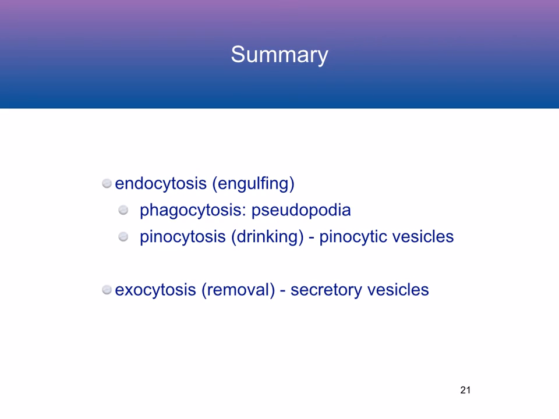Okay, in summary, we've looked at the three mechanisms of bulk transport. Endocytosis, which is the engulfing. We've looked at phagocytosis, and remember these keywords: pseudopodia. Pinocytosis, which is cell drinking, involves pinocytic vesicles. And then exocytosis, which is the removal of materials, and these involve secretory vesicles. And that concludes our lesson. The end.